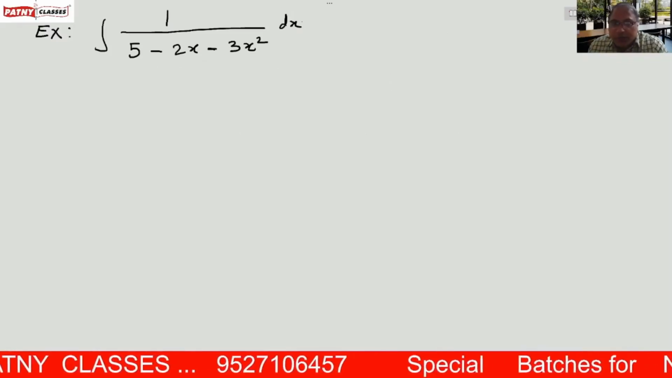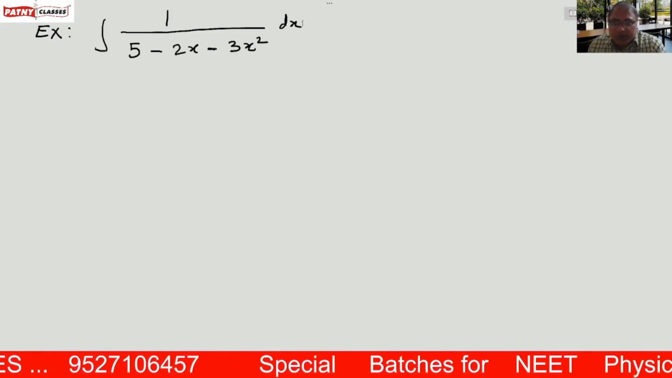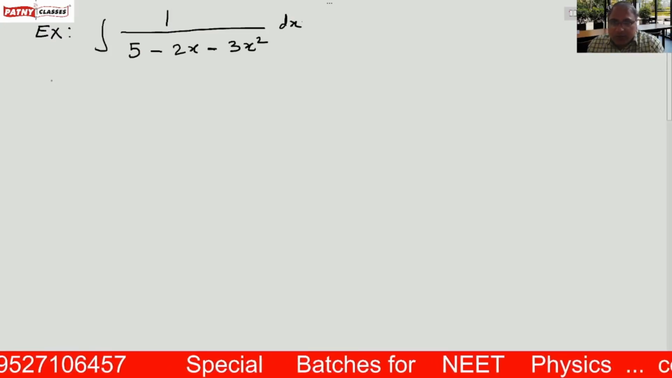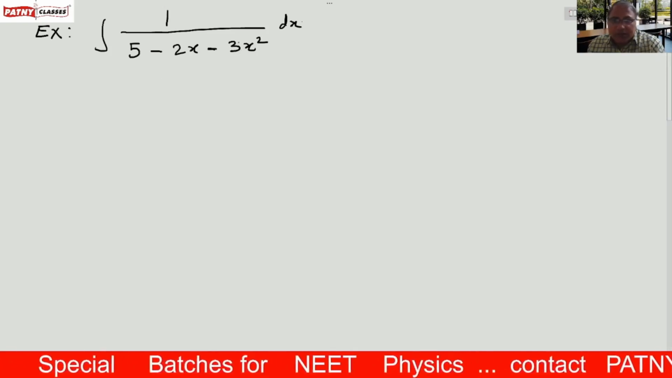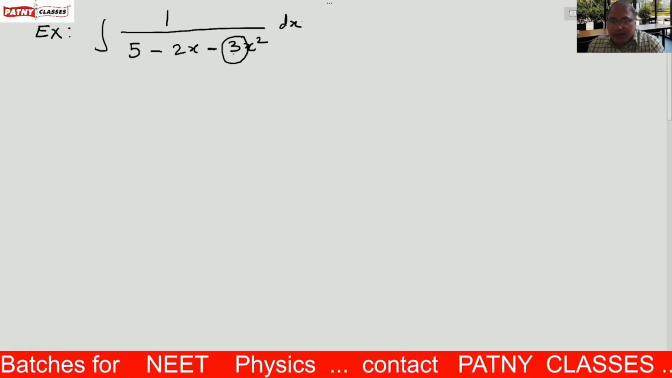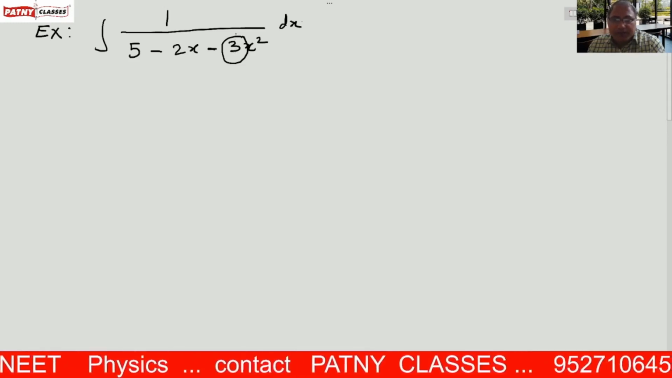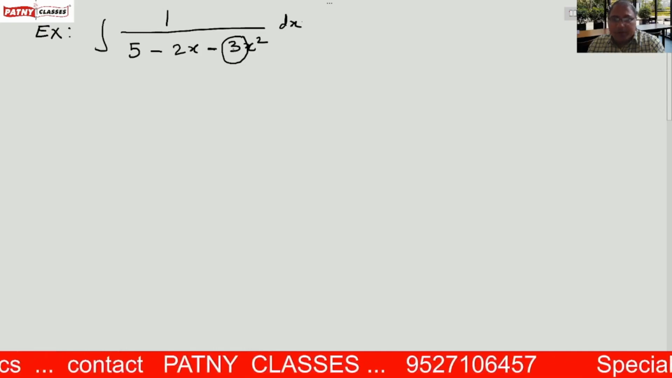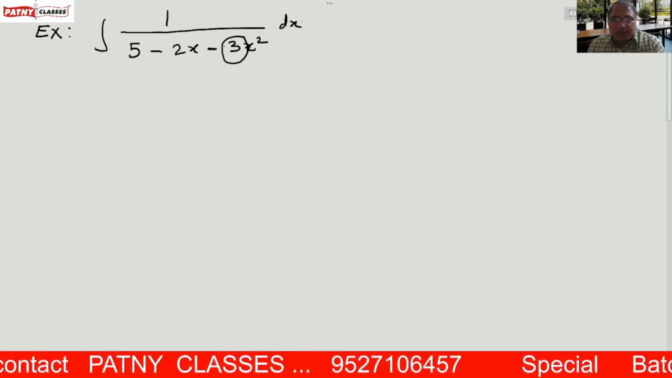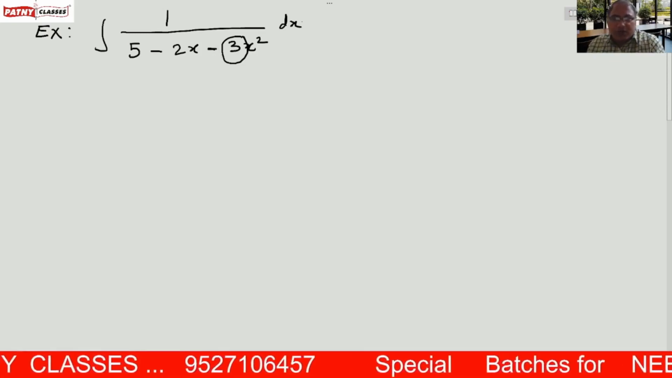Next question. Integration of 1 upon 5 minus 2x minus 3x square with respect to x. Now here we observe the x square term having some multiplier, that is 3. That is, x square got multiplied by 3. Unless and until we remove this 3, we cannot proceed in a simpler way. To remove this 3, we shall be taking 3 common. One more thing is that 3 is negative. Unless and until it is positive, we cannot use the perfect square method.